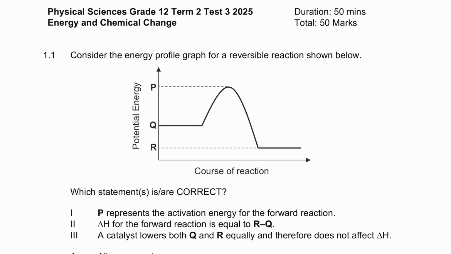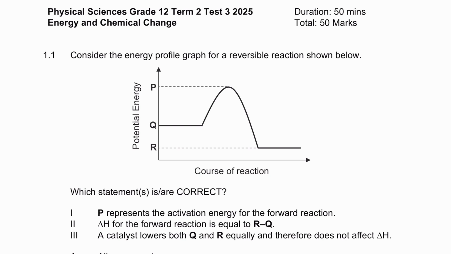Let's take a look at this physical sciences energy and chemical change test. The multiple choice questions go from 1.1, which reads, consider the energy profile graph for a reversible reaction shown below. Which statement is or are correct?